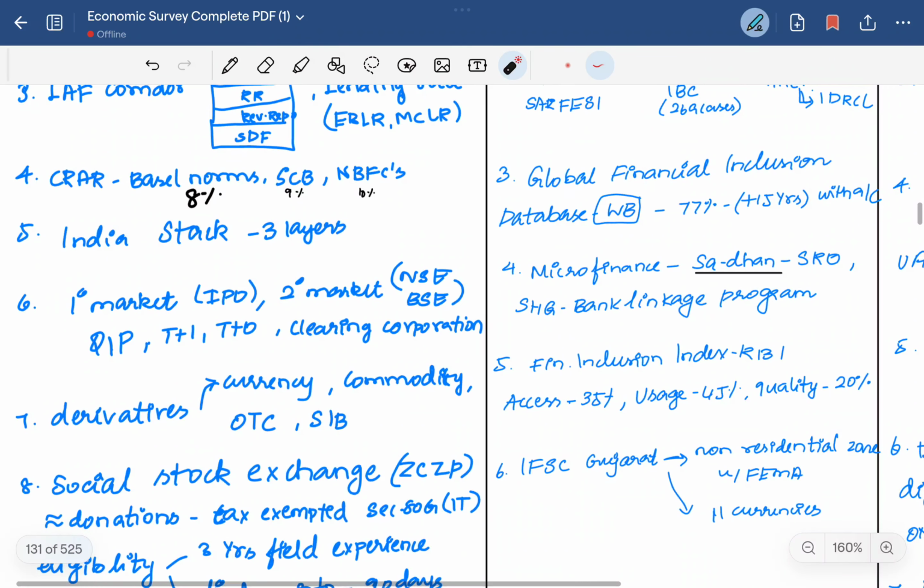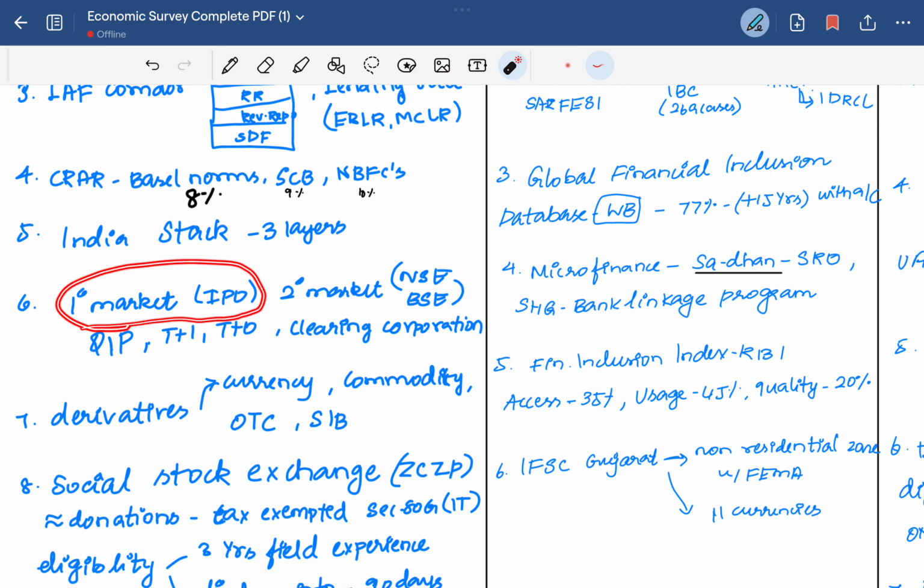Then the next one is the primary market and the secondary market. This chapter mostly deals with the financial intermediaries, like the money market instruments, the primary market, the capital market, those things. The primary market is a place where the initial stocks or shares are listed or sold. For example, IPOs, the initial public offerings, are made in the primary market.